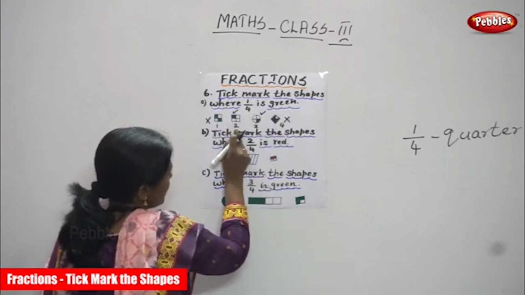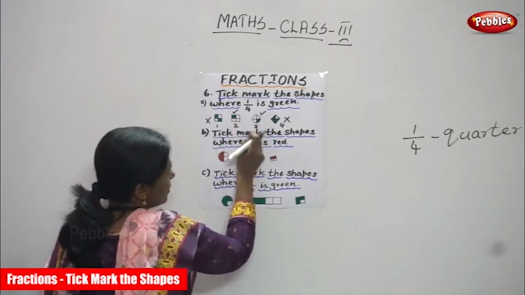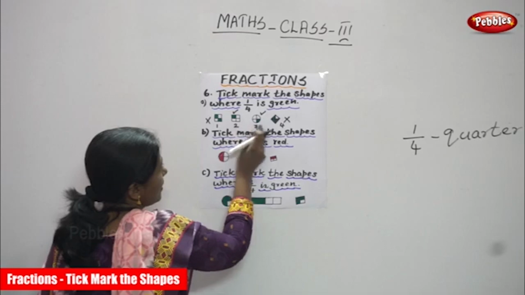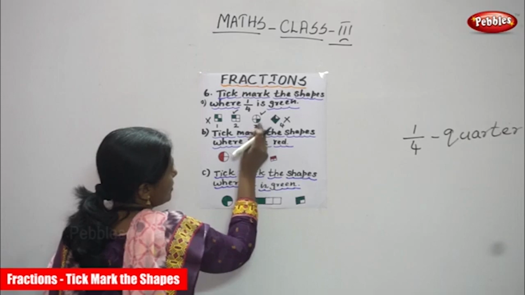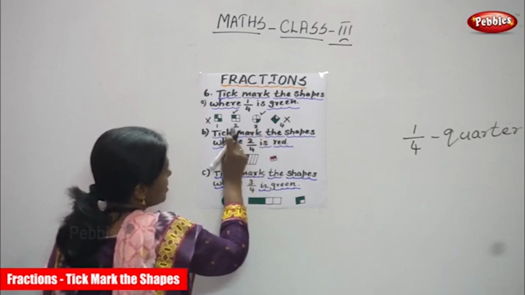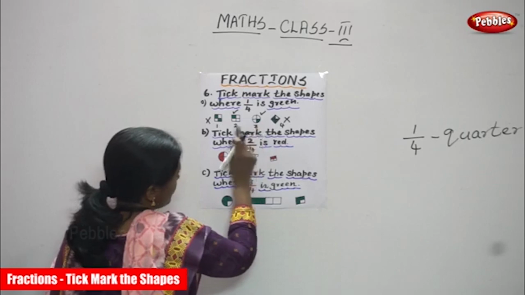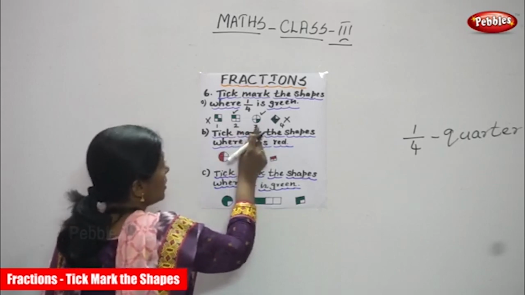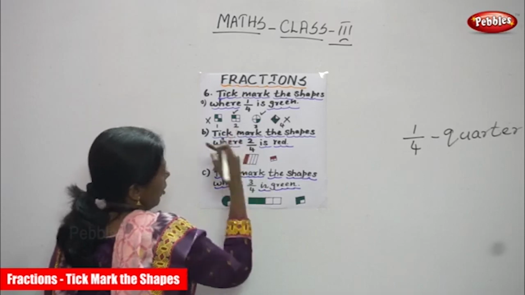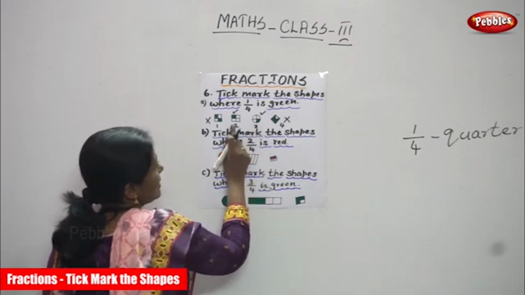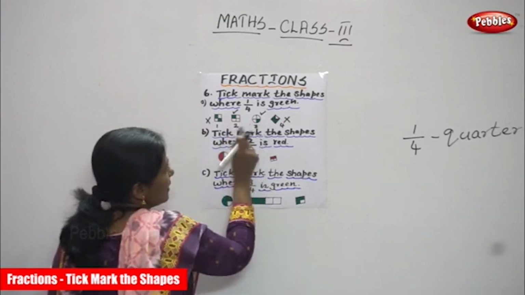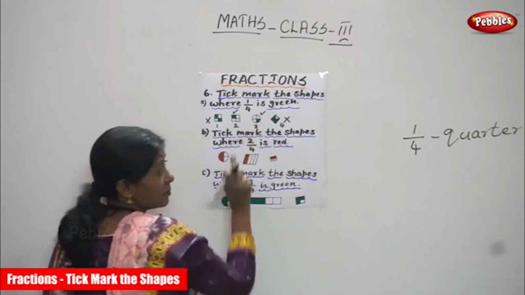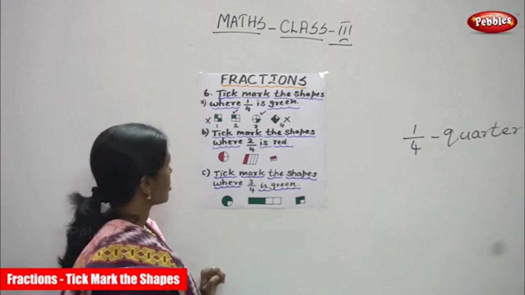Tick mark the shapes where 1/4 is green. The second diagram is 1/4 and the third diagram is 1/4. Both are in green color, because only 1 part is shaded in green in the square and in the circle. Otherwise, we can call it 1/4 or we can call it quarter. In the second and third diagram I shaded only 1/4 as green, so I put a tick mark for the second and third diagram. I think you understand the first question, A question.